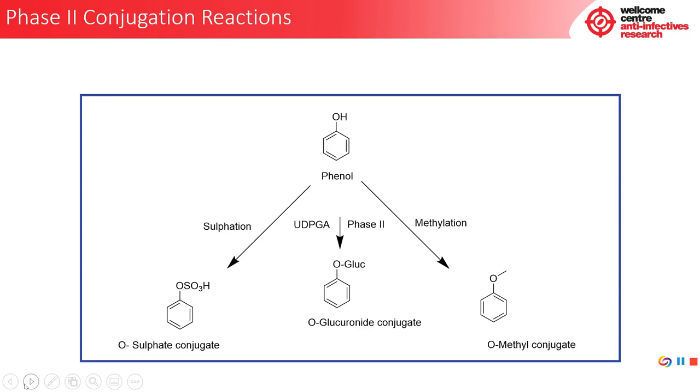Phase 2 conjugation reactions. In this example, we're looking at the phase 2 conjugation of phenol by sulfation to the O-sulfate conjugate of phenol, or by glucuronide conjugation to the O-glucuronide conjugate of phenol, or by methylation to the O-methyl conjugate of phenol. So in these instances, the phenol has been made more water soluble by the conjugation which has happened, with the exception of the O-methyl conjugate, which is not as readily water soluble as the phenol it started from.